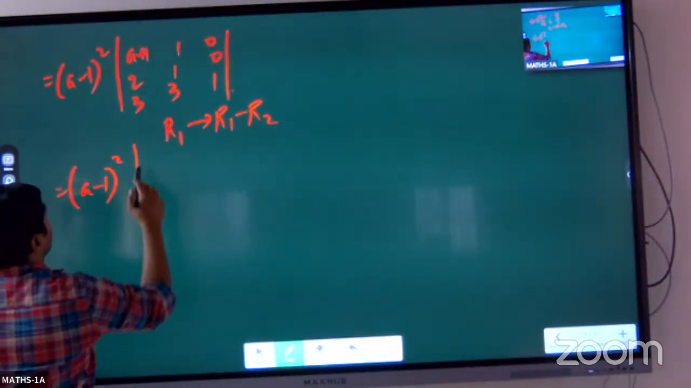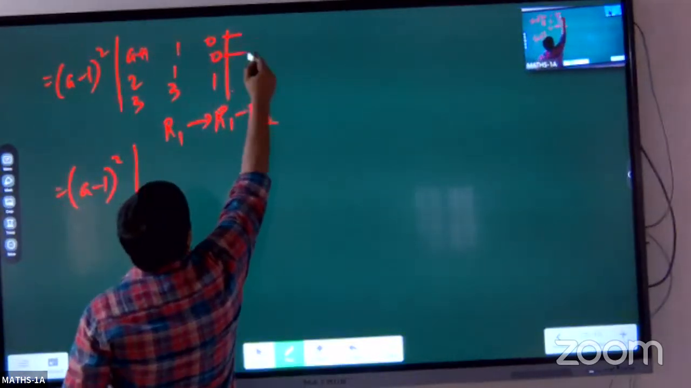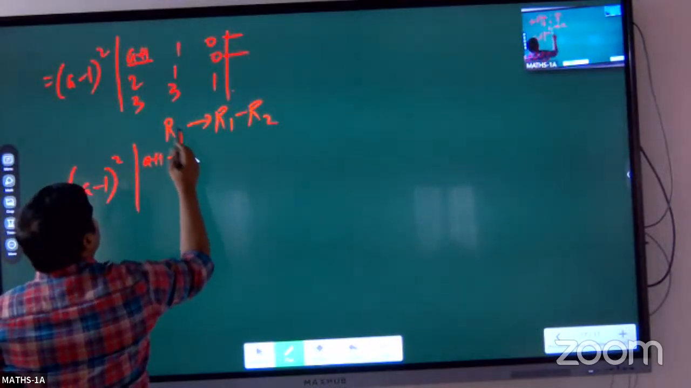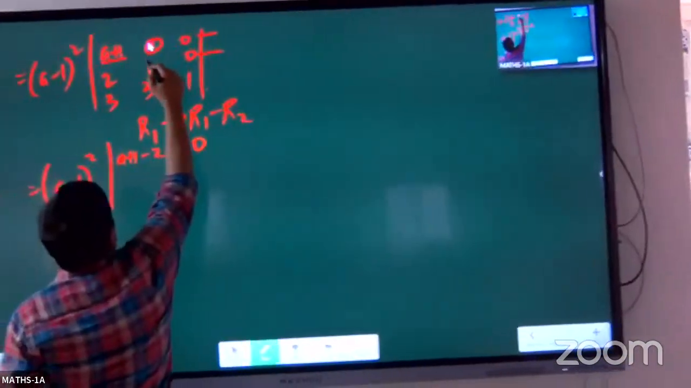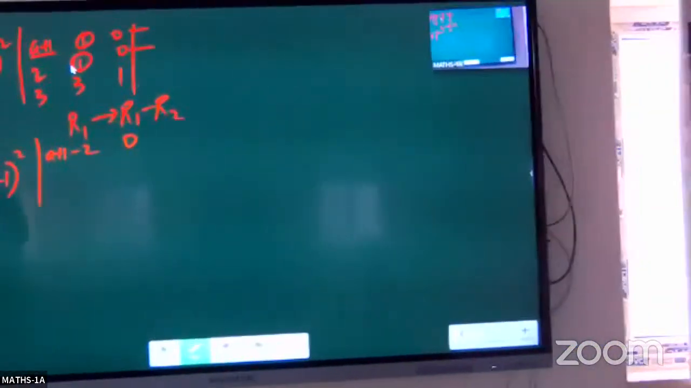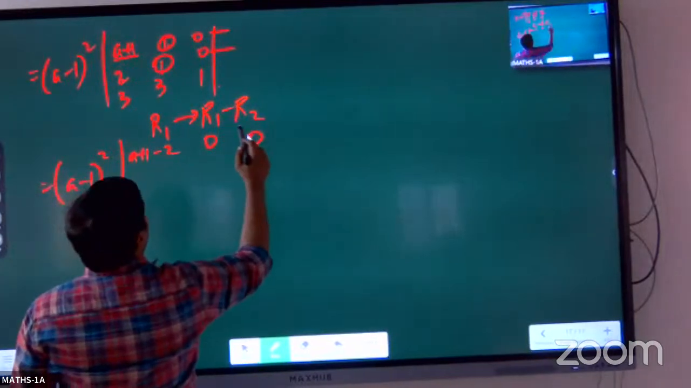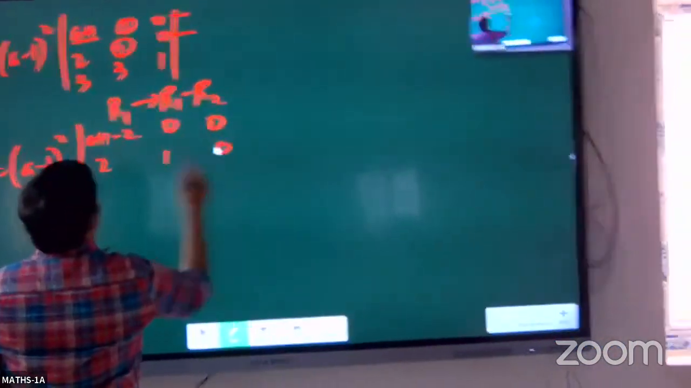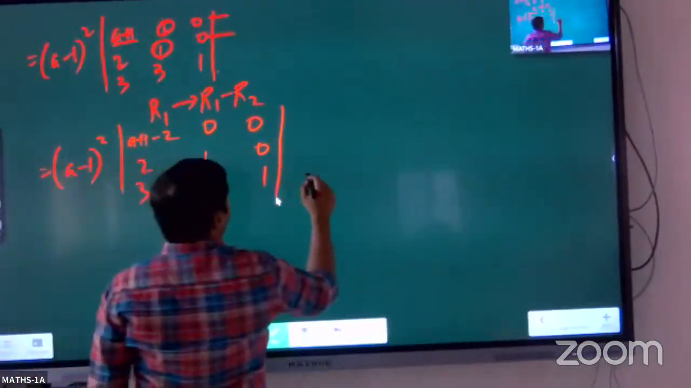A minus 1 whole square. Have a look. R1 again, R1 minus R2. So, A plus 1 minus 2, again 1 minus 1, 0. By seeing these two, I made R1 tends to R1 minus R2. Is it clear? Now, and this is 0 as it is. Now, 2, 1, 0, 3, 3, 1. Now, expand your determinant.